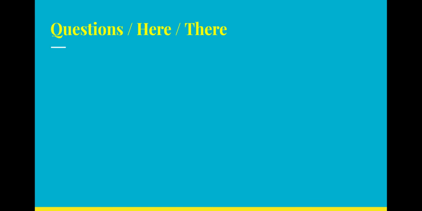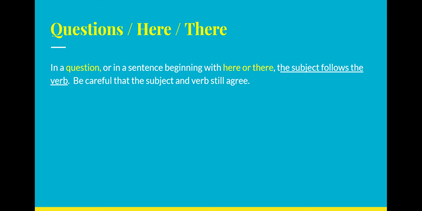Rules pertaining to questions as well as sentences that start with here and there can be tricky when it comes to agreement. So the rule is that in a question or in a sentence beginning with here or there, the subject follows the verb. So the sentence is sort of flip-flopped from the way that we're used to seeing it. You still need to be careful, though, that the subject and verb agree.